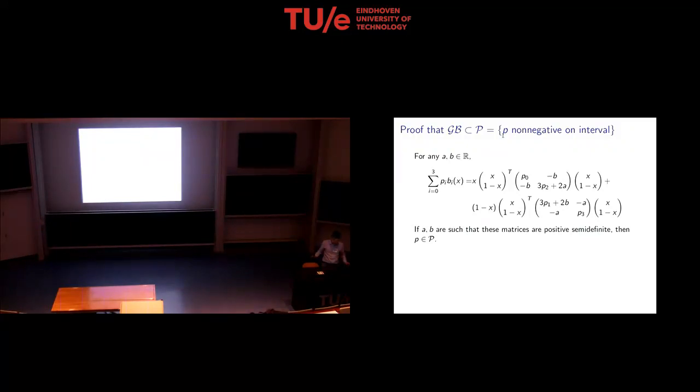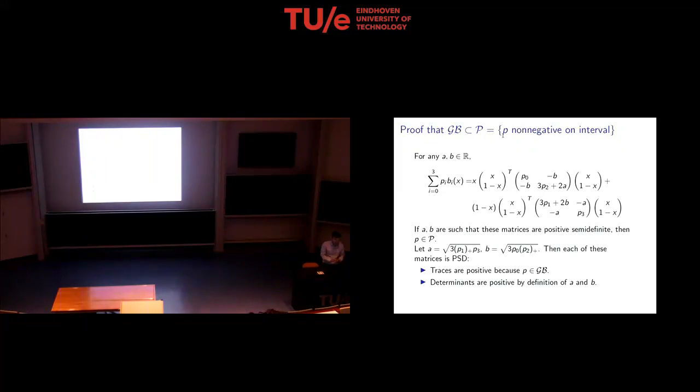So the first big equation is just an identity. For any A and B, you can write the sum of p_i b_i(x) as this messy thing. But what's important about the messy thing is that if there exists any A and B such that those two matrices are positive semi-definite, then you've proven that the polynomial is positive. The A and B cancel in the expression on the right if you expand everything out. But because x is between 0 and 1, the first term, x, is non-negative, 1 minus x is non-negative, and then those quadratic forms are non-negative if the matrices are positive semi-definite.